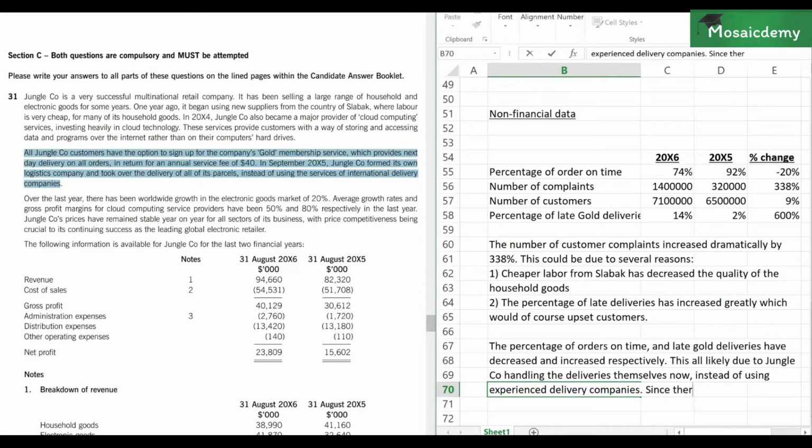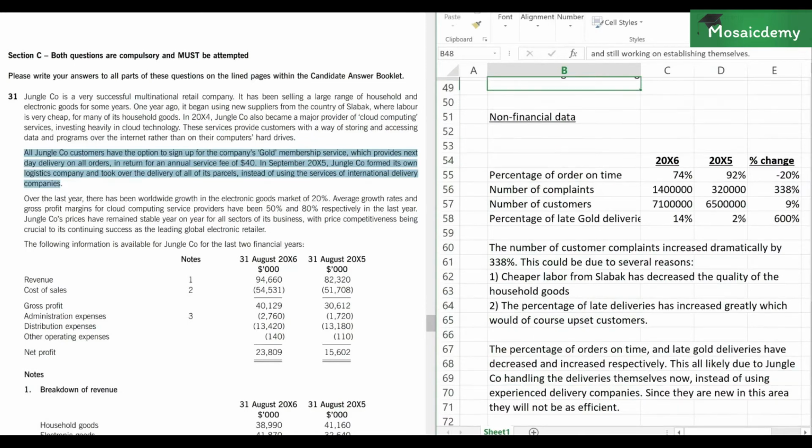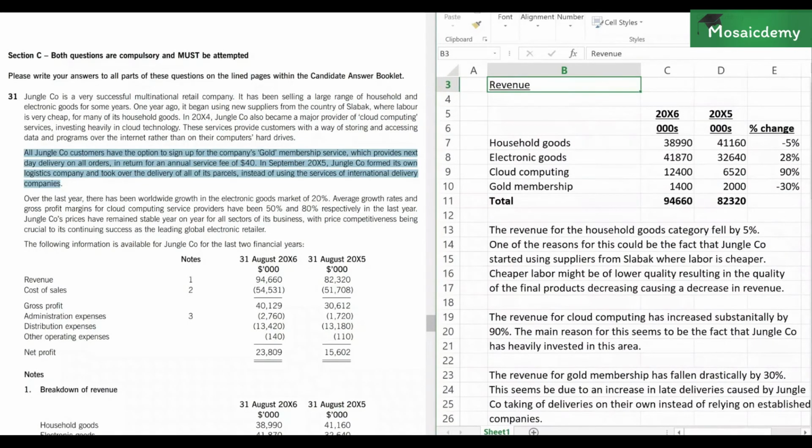Since they are new in this area, they will not be as efficient, right? Okay, so the percentage of orders on time and late Gold deliveries have decreased and increased respectively. This is all likely due to Jungle Co handling deliveries themselves now instead of using experienced delivery companies. Since they are new in this area, they will not be as efficient. Okay, so we made quite a few points for this as well.